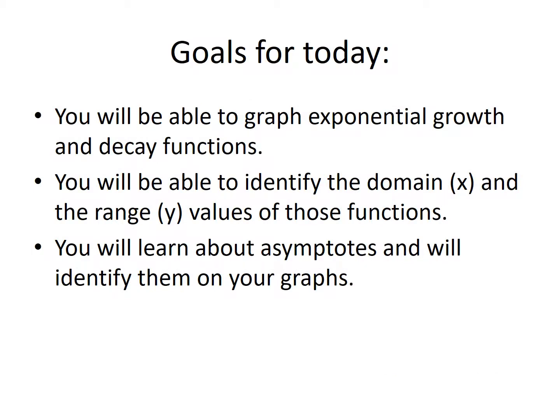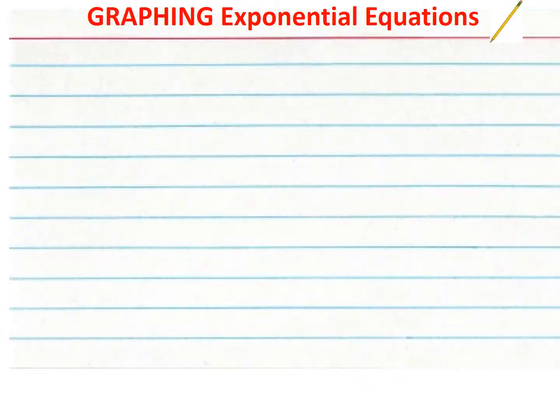So our goals for today are going to be able to graph exponential growth and decay functions on grid paper, to identify the domain and range as we have been with other functions. And then we're also going to learn about this funky word called asymptotes, and we will identify them on our graph. So those are our 3 targets or 3 goals for today.